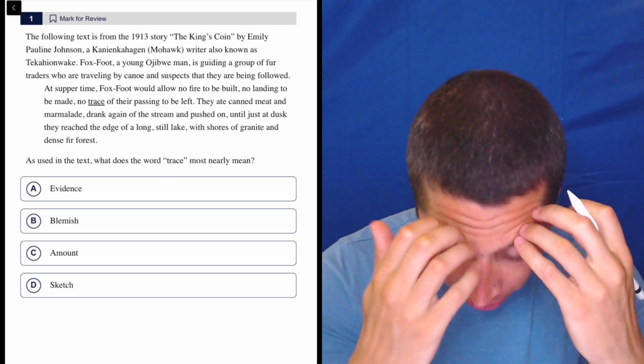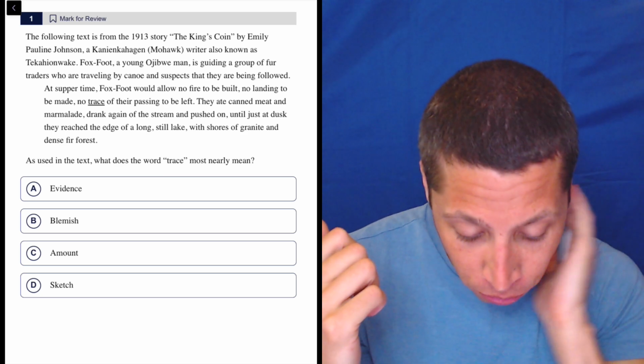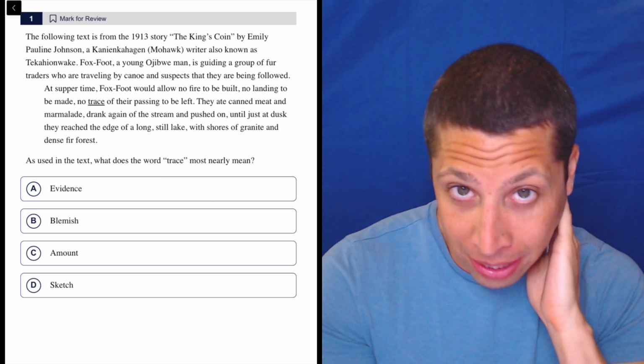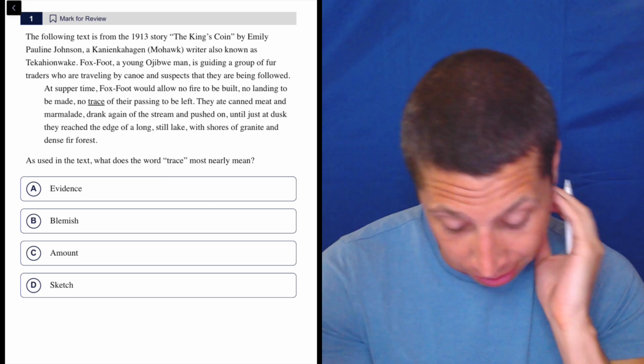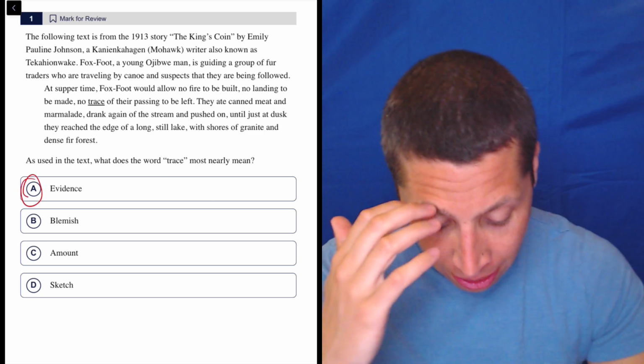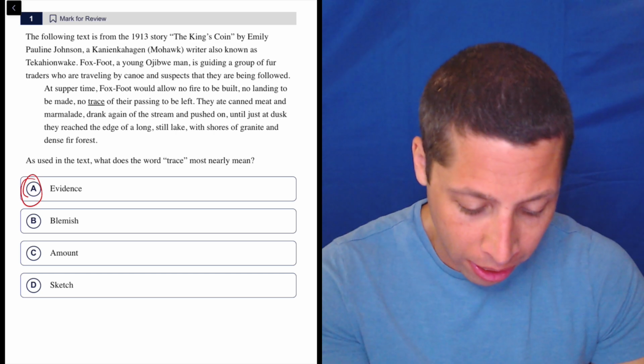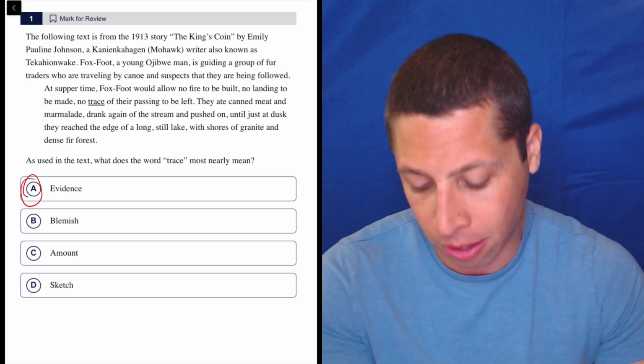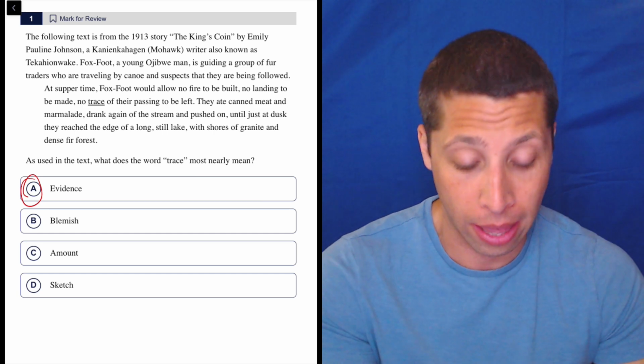At supper time, Foxfoot would allow no fire to be built, no landing to be made, no trace of their passing to be left. So you leave a trace, you leave evidence of something. So it's definitely A. They ate canned meat and marmalade, drank again in the stream, and pushed on until just at dark they reached the edge of the long, stale lake with shores of granite and dense fir forest. So I don't think the rest of it gives me anything.